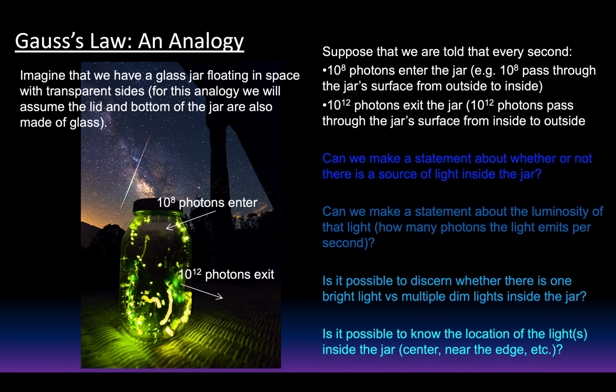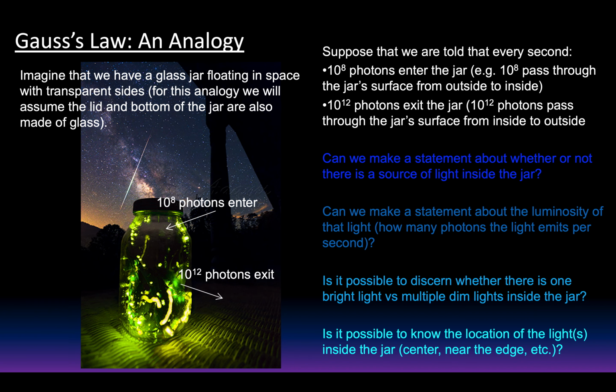As a fourth question, is it possible to know the location of these one or more lights inside the jar? Could the lights be near the center, near a wall of the jar, something else? The answer to this question again is no. We cannot know the location of the lights. We could conclude that there must be some source of light inside the jar. We could conclude how bright the light is overall because we know how many photons each second the light creates, but we cannot know anything about the location of these lights.